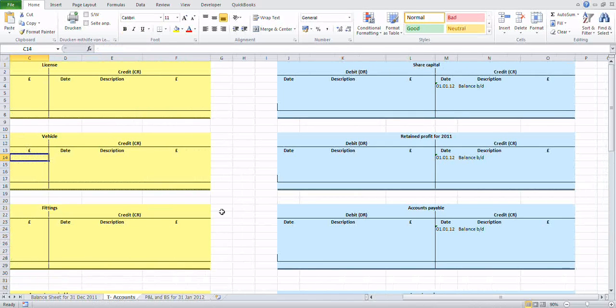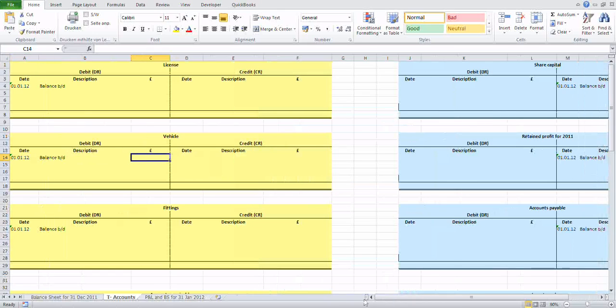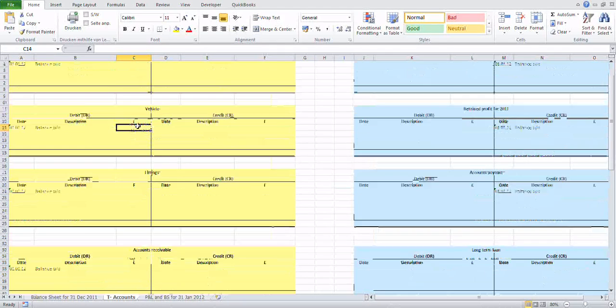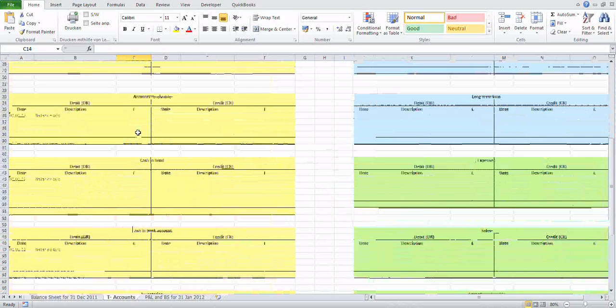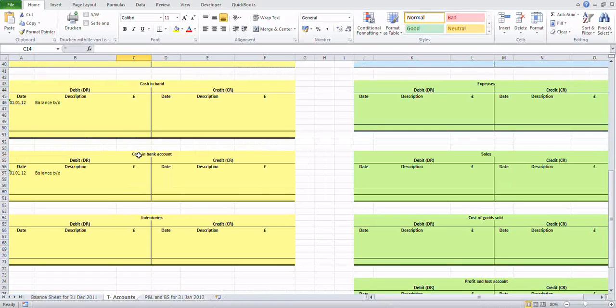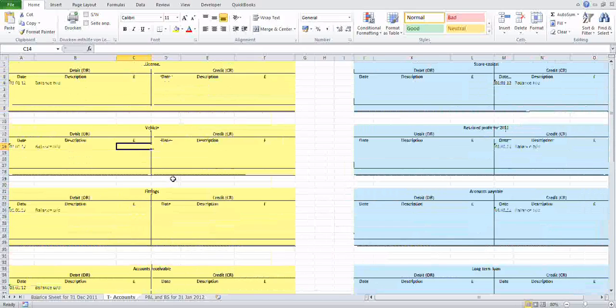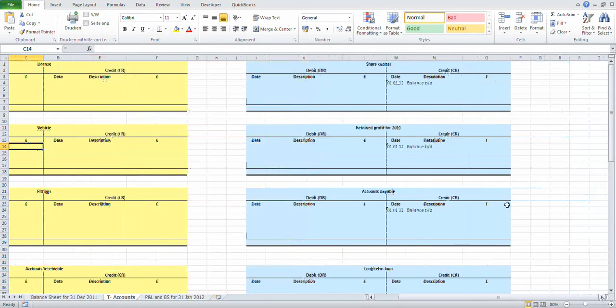In the second sheet, we see a range of T accounts. Make this a bit smaller so you can see all of them. On the left-hand side here, we have license, vehicle, fittings, accounts receivable, cash in hand, cash in bank account, and inventories. These are the asset accounts. Already been prepared for you.